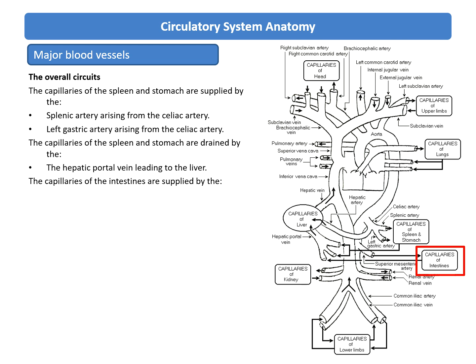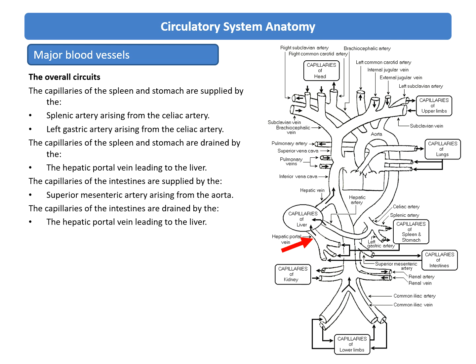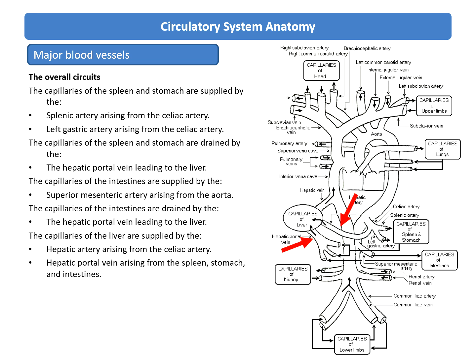The capillaries of the intestines are supplied by the superior mesenteric artery, which is a branch of the aorta. Capillaries of the intestines are drained by the hepatic portal vein by way of some smaller vessels leading to the liver. The capillaries of the liver are then supplied by the hepatic artery from the celiac artery and the hepatic portal vein arising from the spleen, stomach, and intestines.